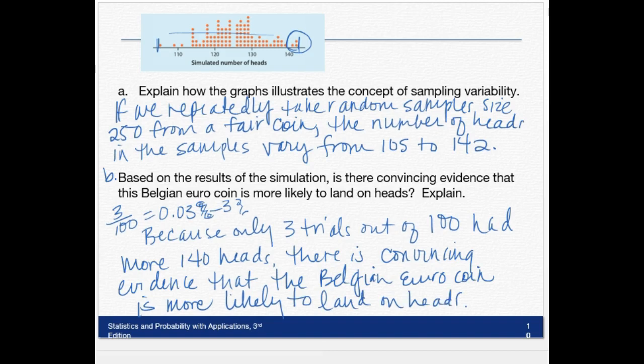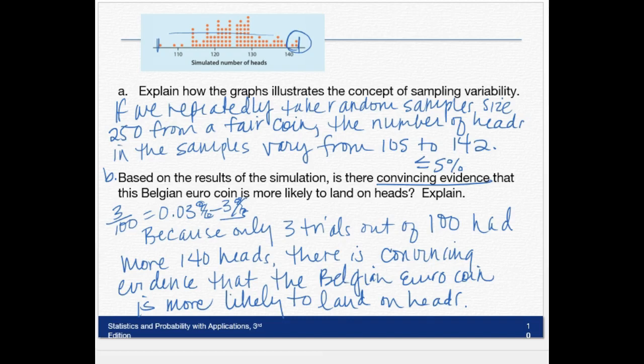Now, how do I know it's convincing? If it's 3%, right? 3%. The bottom line of convincing evidence, if it's less than or equal to 5%, then it's convincing evidence. So 3% is less than that. So because it only happened 3% of the time, that's pretty convincing that it didn't just happen by chance alone.